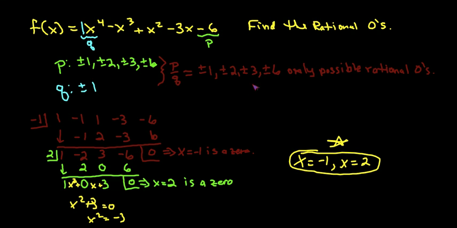Alright, let's take a look at a second problem of this type. And this one, we're going to change it a little bit so we have a few extra possibilities. So on this one, we're going to start with f of x equals 2x to the third plus 3x squared minus 8x plus 3. Now, same thing.